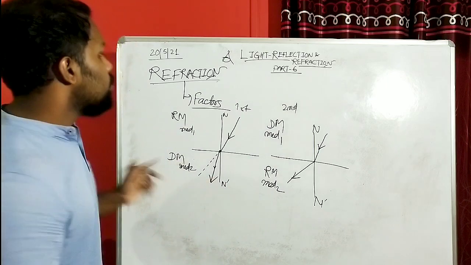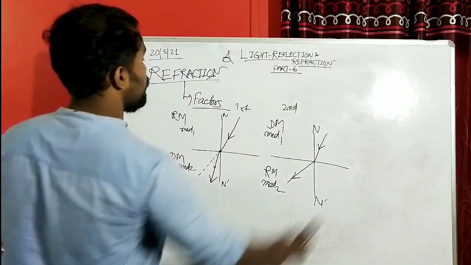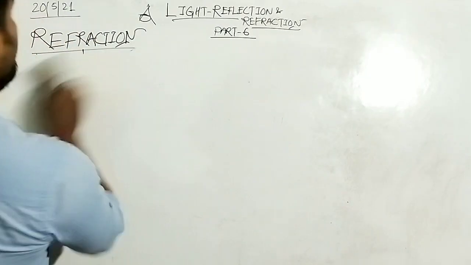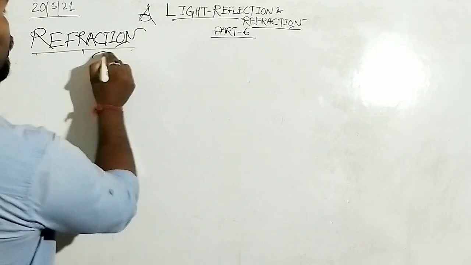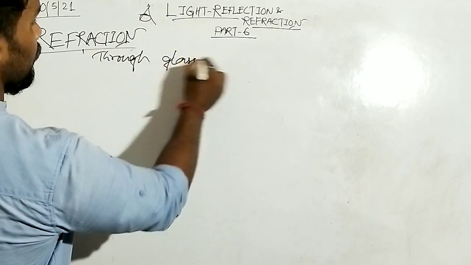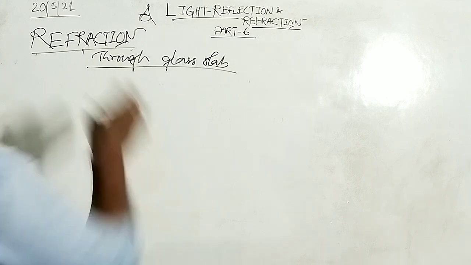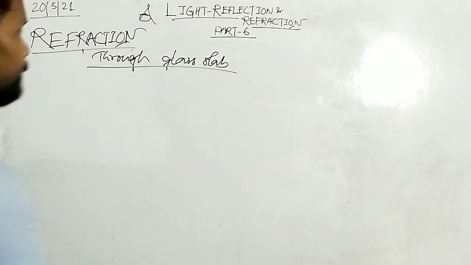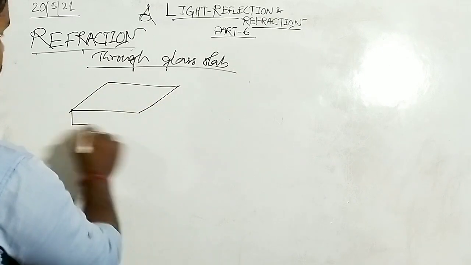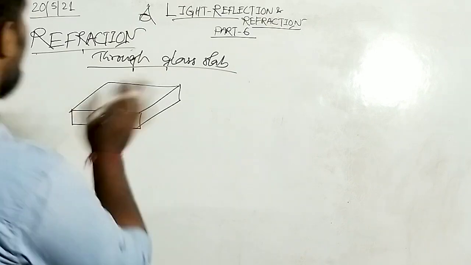Now we will move towards one important part of your lesson. This is the refraction through a glass slab. This is going to be a new topic. We have all watched a glass slab, and you may have done some practicals on refraction using a glass slab. In a 3D figure, it looks somehow like this. This is the glass slab, in 3D it looks like that.